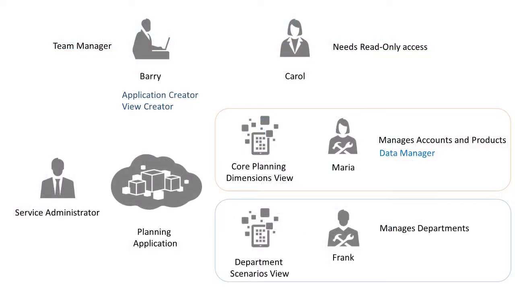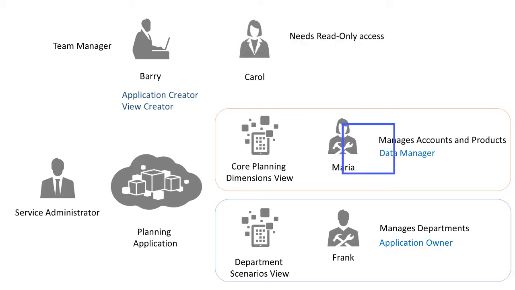For example, Frank needs to create an alternate hierarchy to reorganize departments, which requires creating data chain objects. To do this, Frank needs the application owner permission. Maria has the data manager application permission, so she does not need view permissions to see the view and its viewpoints. Because Frank will be creating viewpoints for the new data chain objects, he needs the view owner permission for the view. Carol needs the view browser permission for both views so she can see the data.